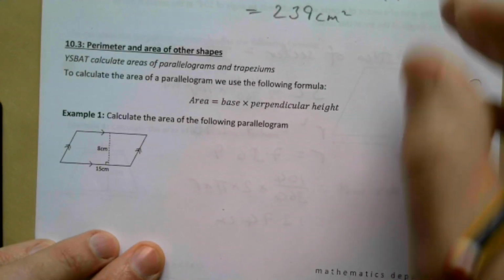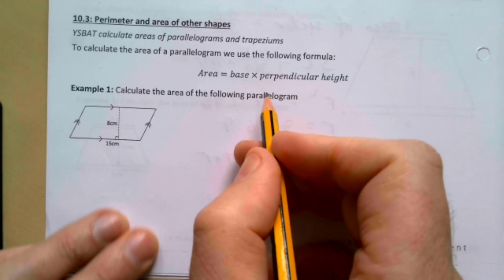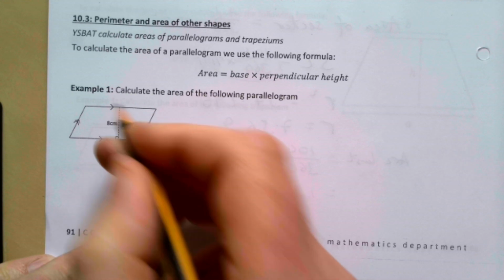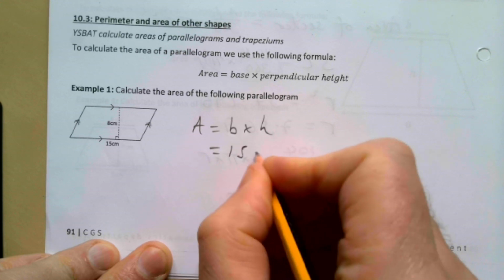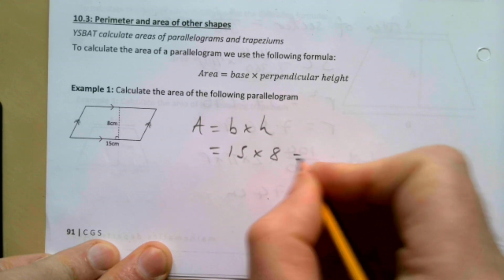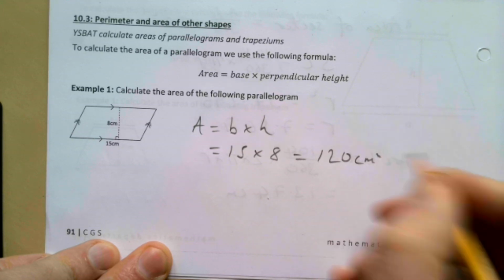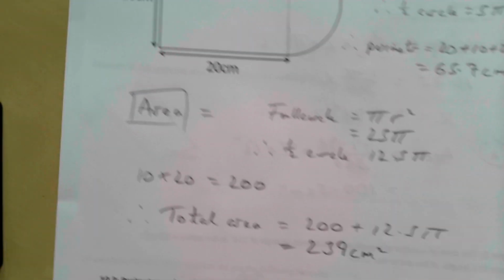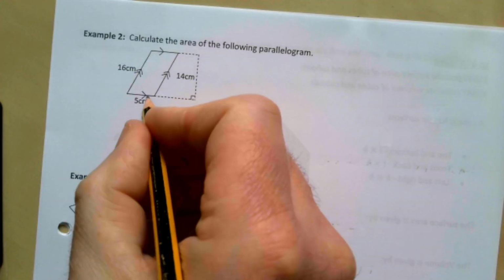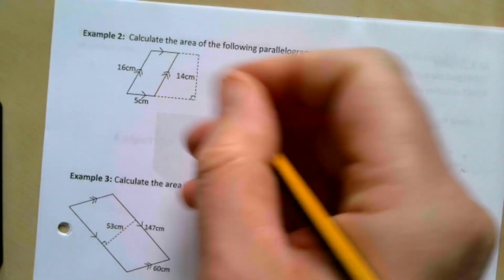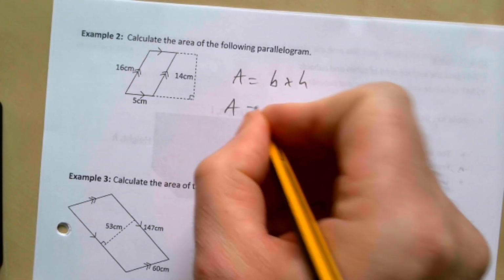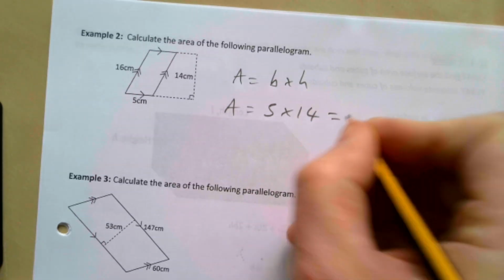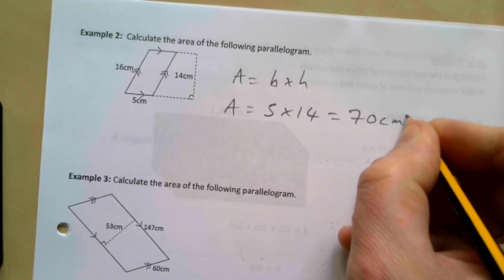Okay. Perimeter and area of other shapes. Calculate the area of the following parallelogram. Couldn't be more straightforward. Area is the base times the height. So it's going to be 15 times 8, which I think gives us 120 centimeters squared. Another nice straightforward one here. Our base is going to be 5 and our height is going to be 14. This 16 is just like a red herring. So area is base times height, 5 times 14, and that gives us 70 centimeters squared.